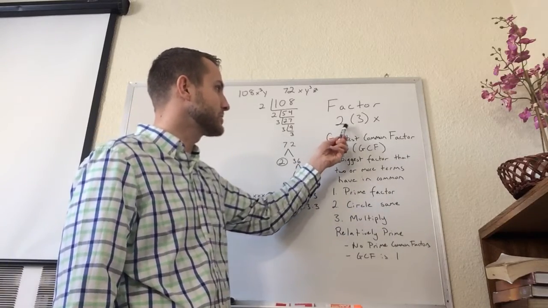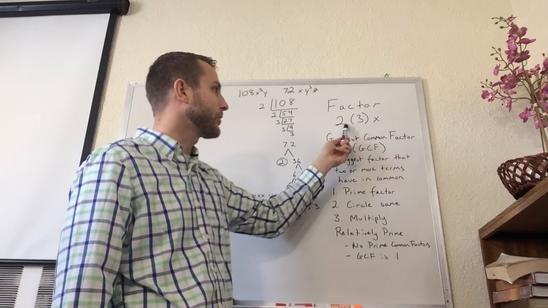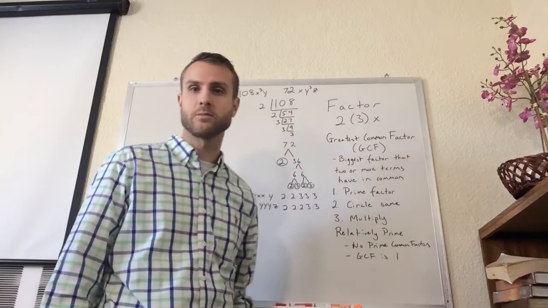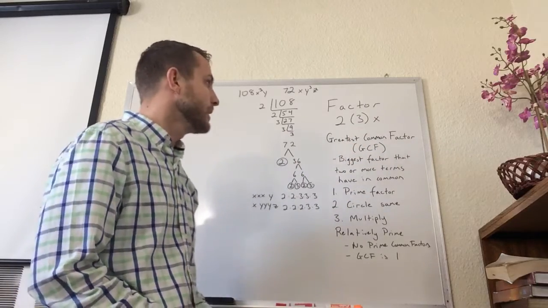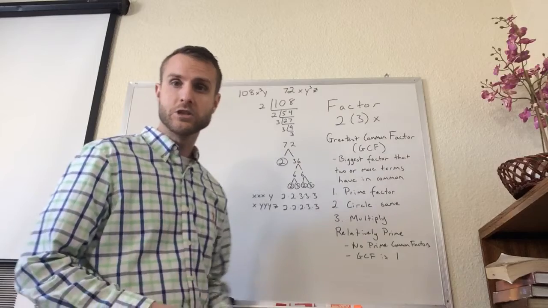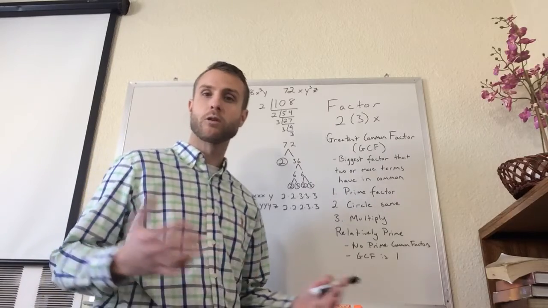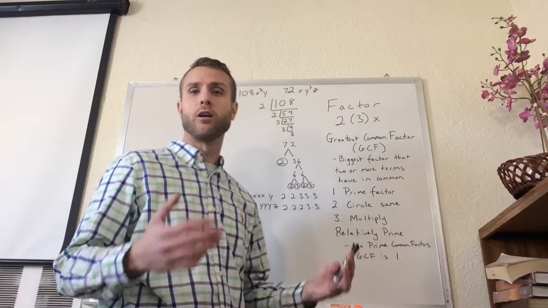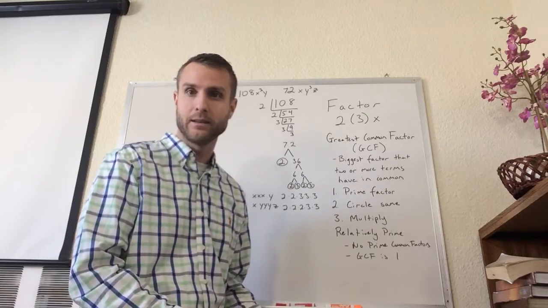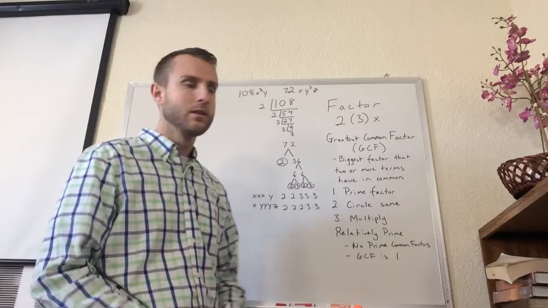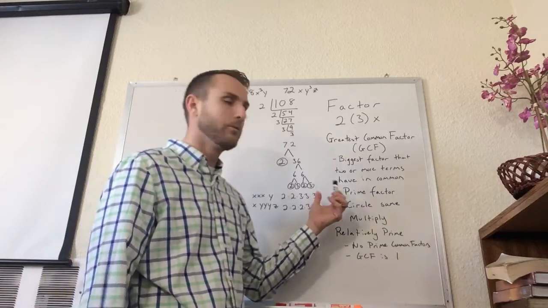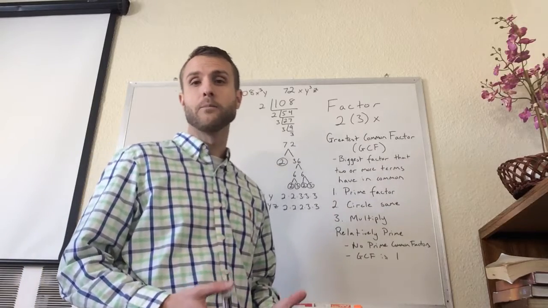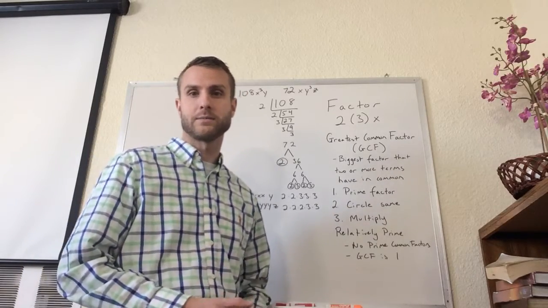So in this term, 2, 3, and x, all three of these are factors. 2 is a factor, 3 is a factor, and x is a factor because they're all being multiplied together. Now remember, the greatest common factor, or the GCF, is when I have two or more terms. The biggest factor that all of those terms have in common is the greatest common factor. So we could also think of it this way: it's the biggest number that can be divided by all of the terms I'm talking about.